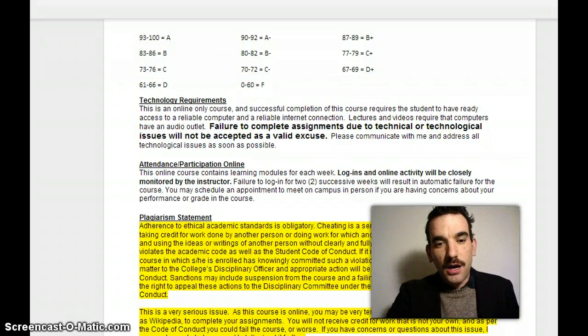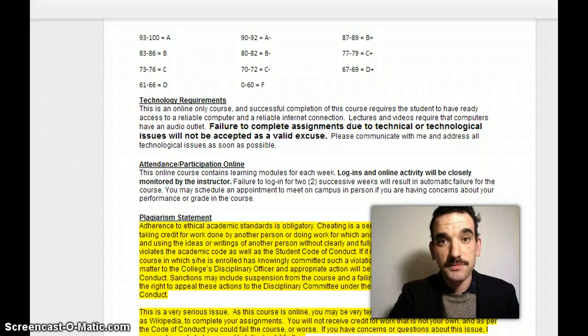Now these next 3 things are really, really important. The technology requirements. Failure to complete any assignment due to technical or technological issues will not be accepted as a valid excuse. There are many, many ways for you to submit papers or do work for this course. So don't tell me that your computer crapped out and you're having problems. If you're having problems with your computer, I recommend finding a stable internet connection, especially when taking the examinations. These are big points of stress in previous online semesters that I've had.